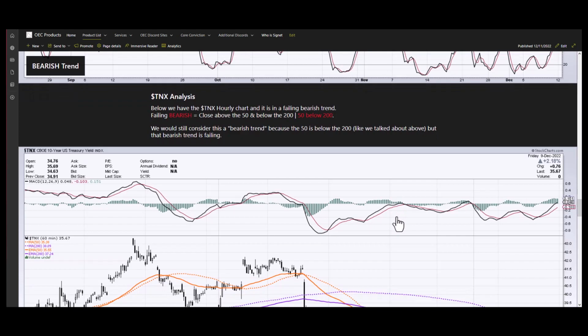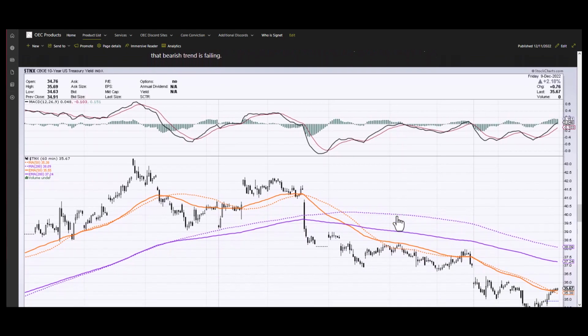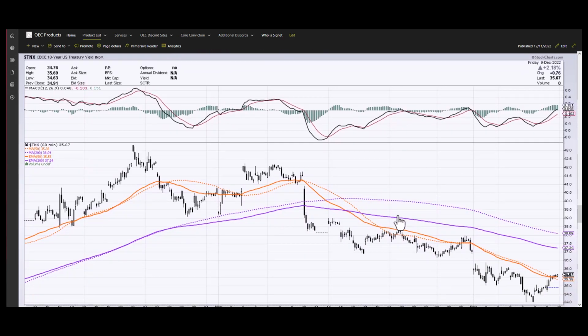Here, I've got the TNX on a 60-minute, and that bearish trend is beginning to fail a little bit. We've crossed back above the 50, and that means that the full-on bearish trend that we had has lost its meaning, right? We don't have that anymore. If it was to drop back below the 50, then we would still be in a bearish market trend. The danger is, now that we're above the 50, we could focus on getting back above that 200.